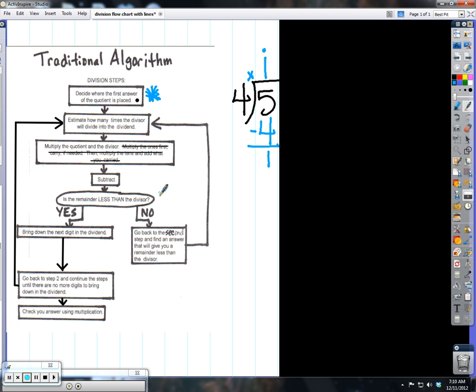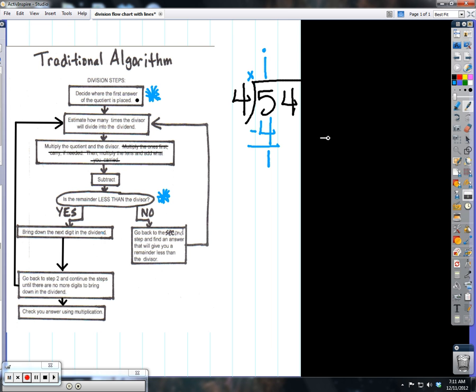Now this next step is also another critical step that many times people want to skip, but if you don't skip it and make sure that you do this step, it will usually help you prevent a careless mistake. Is the remainder less than the divisor? So our remainder is 1, our divisor is 4, so the answer is yes. So we go to this side, bring down the next digit in the dividend. So we scoot our paper over, and I'm going to extend my work line, and you can show bringing down the next digit in the dividend several ways. I like to just draw an arrow pointing down, showing that I am bringing that digit down.